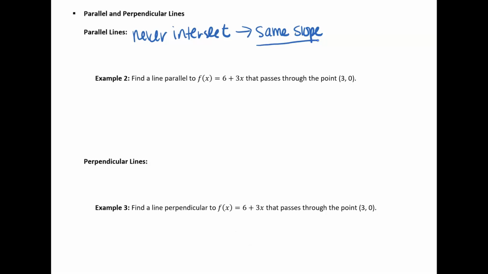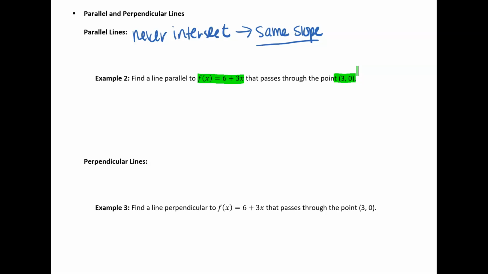And it says find a line parallel to... So here's what I want it to parallel to. F of x equal to 6 plus 3x that passes through the point 3, 0. So let me just say right now, if you don't use any of the numbers written in this problem, you're not on the right track. If you don't use that green equation in some way, pulling data from it, you're not on the right track. If you don't use this point, 3, 0 over here, you're not on the right track.